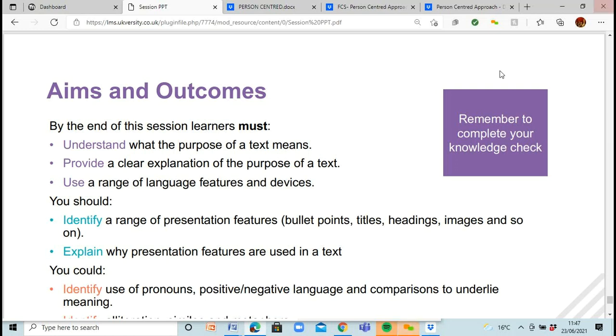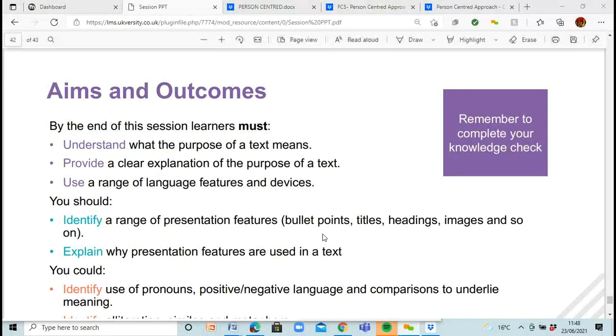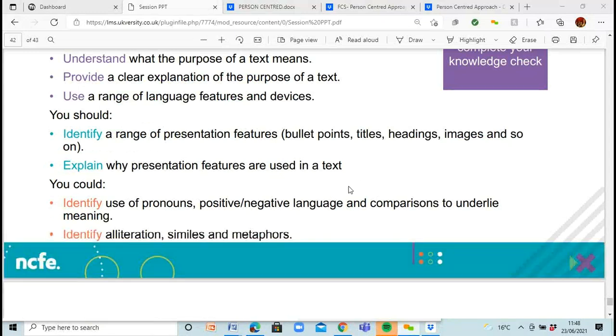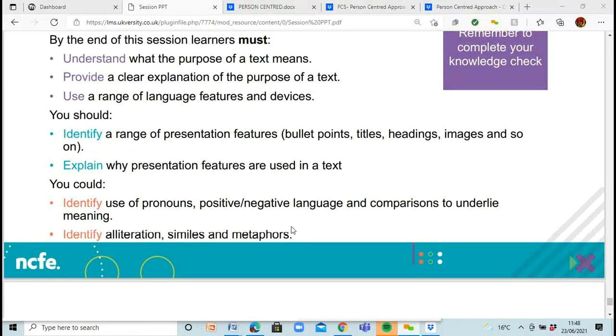Explain why presentation features are used in a text, and then also look at pronouns, so positive and negative language, and then also be able to know what alliteration and similes are. Now, just so you know what some of these things are, I had planned on letting you know what a couple of these things mean.